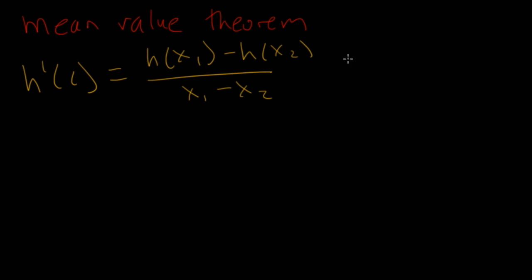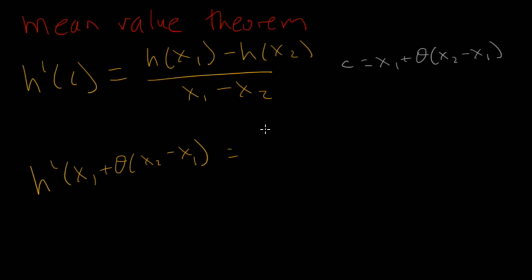For this proof, because it'll come in handy later on, we will use the definition that c equals x1 plus theta times x2 minus x1. So now theta is what we're varying, and we have c in terms of the interval that the slope of the secant line would be on. If we rewrite it, we have h prime of x1 plus theta times x2 minus x1 equals h of x1 minus h of x2 all over x1 minus x2.